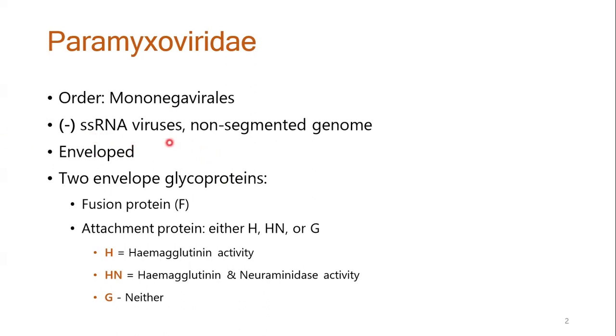They're enveloped, meaning there is a capsid. And then they have two enveloped glycoproteins. We have the fusion protein, indicated by F, and then attachment proteins, either H, HN, or G. For H, we have hemagglutinin activity, HN has hemagglutinin and neuraminidase activity, and G is neither. So they have neither of these two.